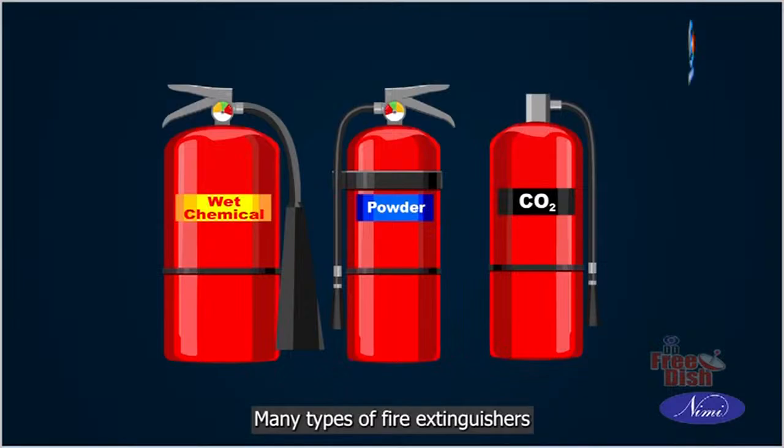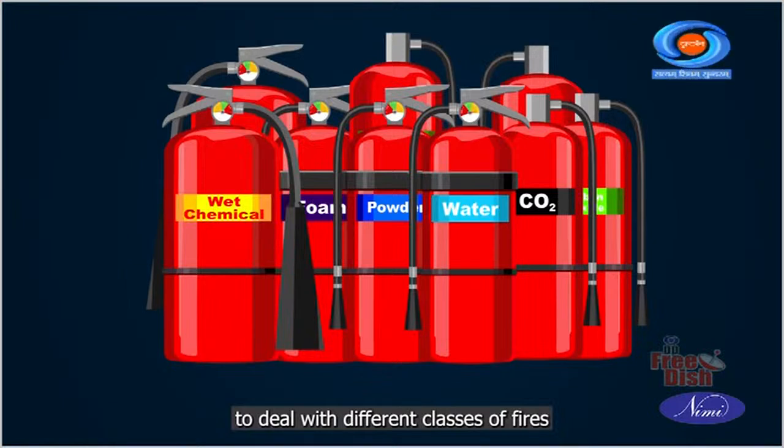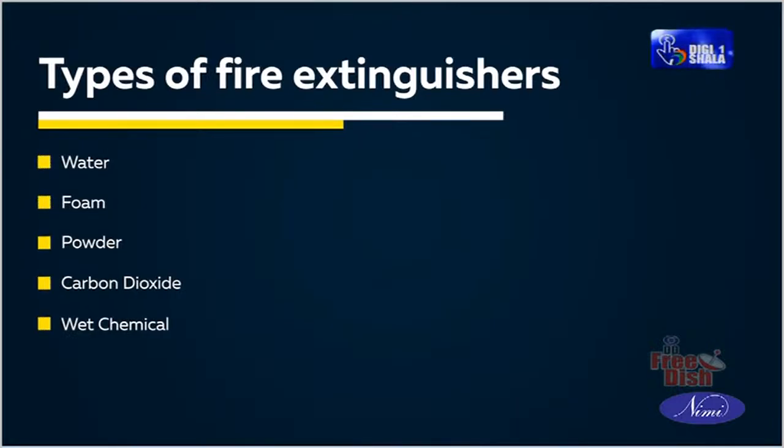Many types of fire extinguishers are available with different extinguishing agents to deal with different classes of fires. There are mainly 5 types of fire extinguishers. They are water, foam, powder, carbon dioxide, wet chemical. Let us look at each of these in detail.